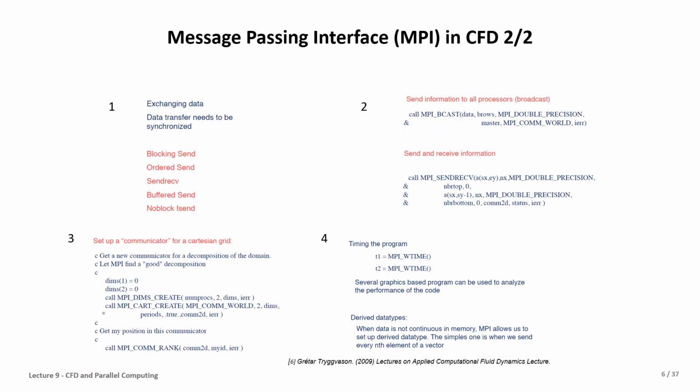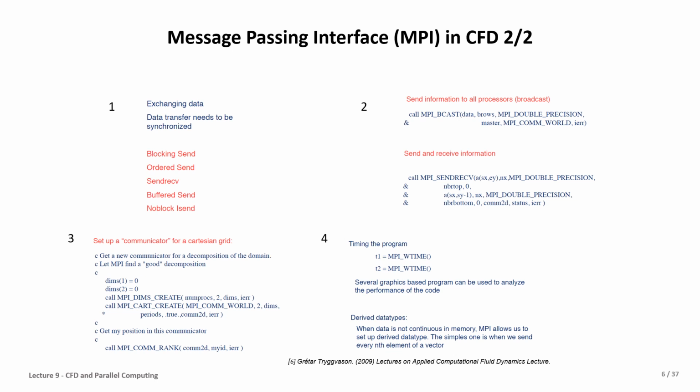If we want to present the steps shortly, first we have exchanging data. Data transfer needs to be synchronized. There are different approaches for this: the blocking send, ordered send and receive, buffered send, and non-blocking send. And then we need to send information to all processors, which is usually a broadcast. Then send and receive the information.